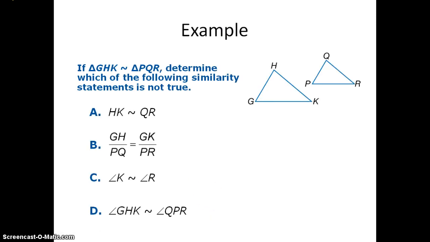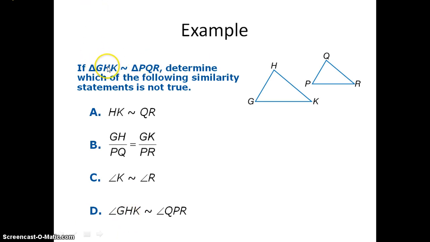If triangle GHK is similar to triangle PQR, determine which of the following similarity statements is not true. So is HK similar to QR? HK, QR, they're in the same spots, so this one is true. GH over PQ is equal to GK over PR. Well, that's exactly what it says up here in the similarity statement, so this one is true. K is congruent to R. K and R, they're both the third letters. That's true.